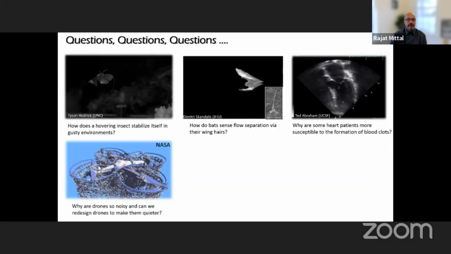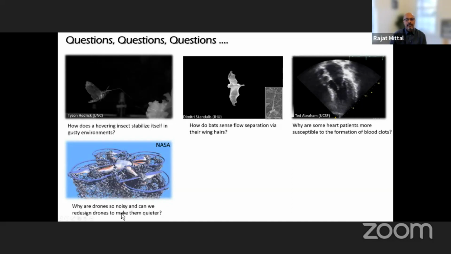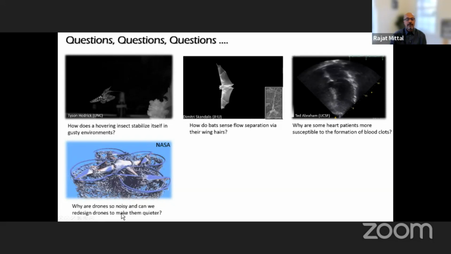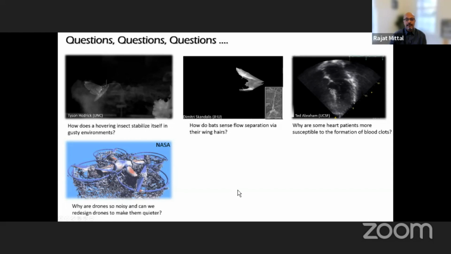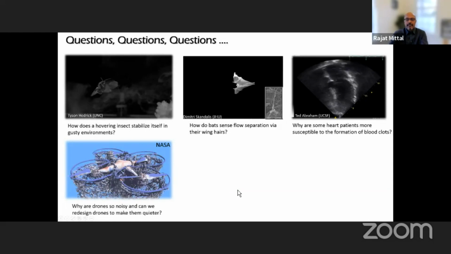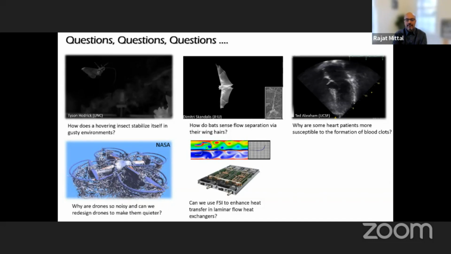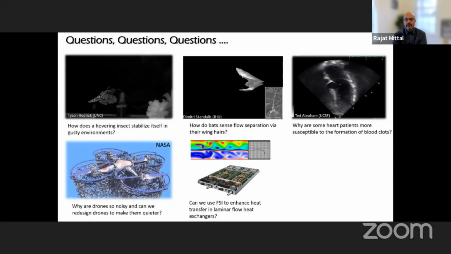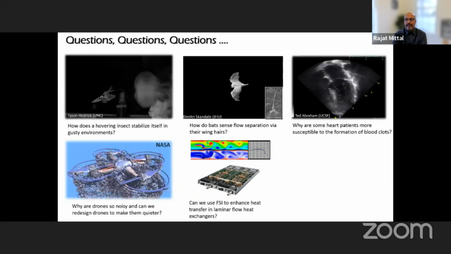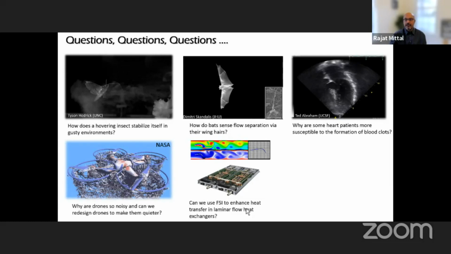So we are trying to understand what makes these drones noisy, where the aeroacoustic noise source for these drones is, and how we can redesign these drones to make them quieter. And then finally, a question that is more relevant to this particular audience, which has to do with heat transfer, and I'll talk about this at length: can we use fluid structure interaction as a way to enhance heat transfer in laminar flow type of heat exchangers?